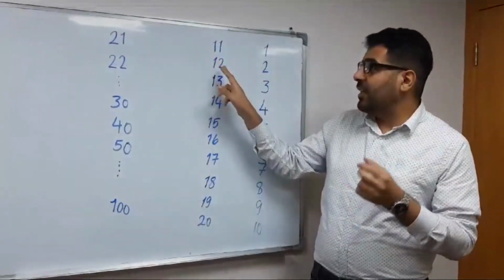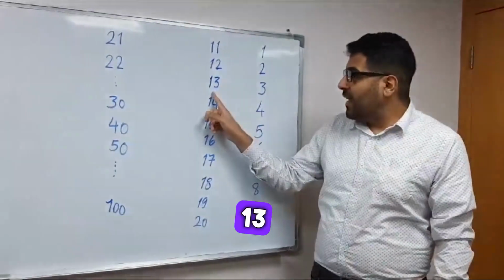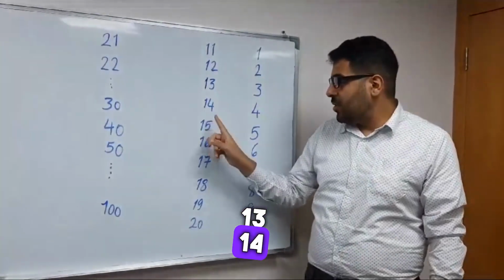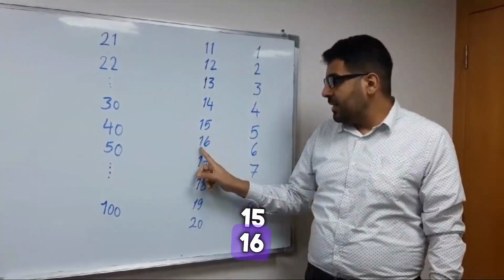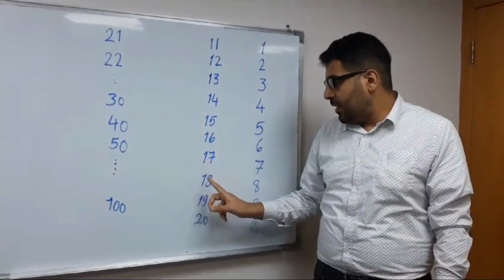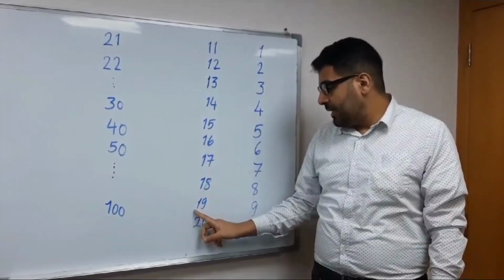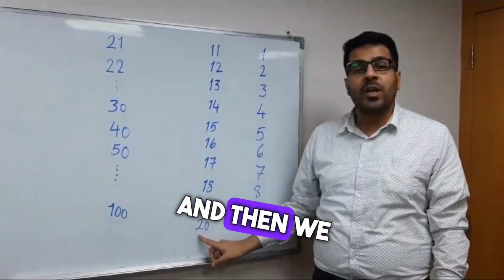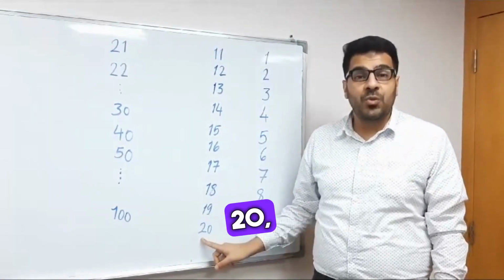So أحد عشر, اثنا عشر, ثلاثة عشر, أربعة عشر, خمسة عشر, ستة عشر, سبعة عشر, ثمانية عشر, تسعة عشر, and then we come to 20, عشرون.